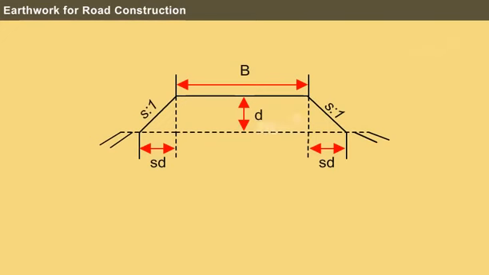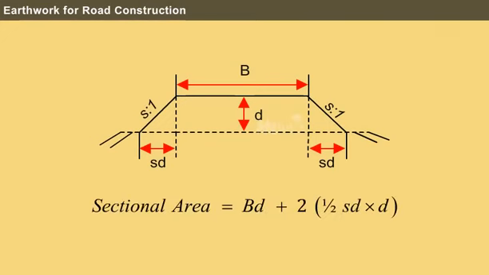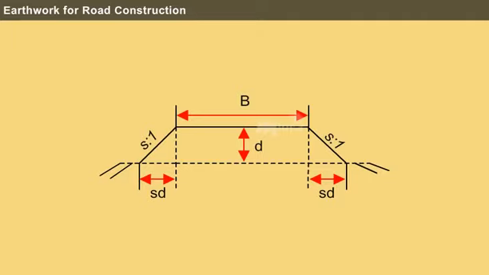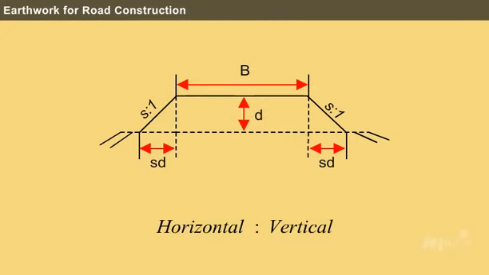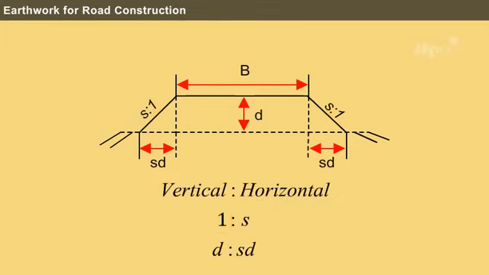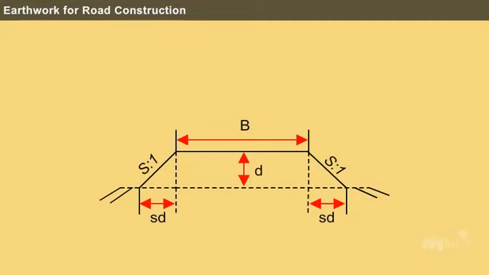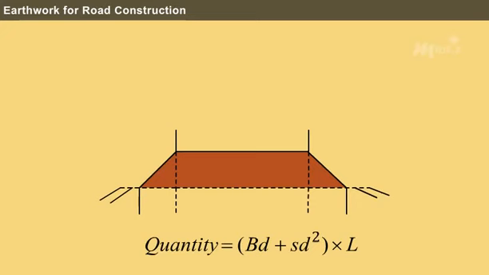This can be expressed as cross-sectional area is equal to B into D plus 2 into half SD into D, that is equal to B into D plus SD square. Usually, the ratio of the side slopes of the road, horizontal is to vertical, is represented by S is to 1, where for 1 vertical, the horizontal will be S, and for D vertical, the horizontal will be SD. Therefore, the quantity will be B into D plus SD square into capital L.